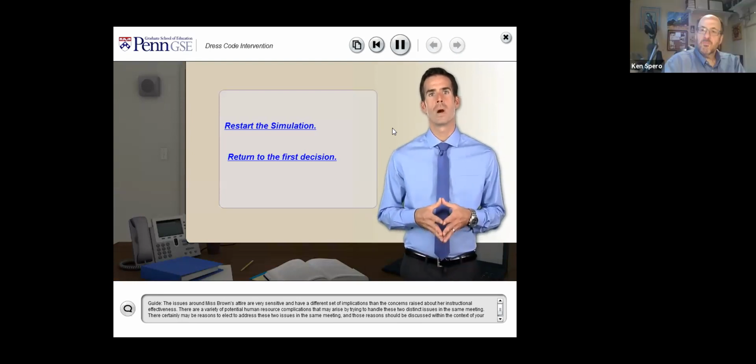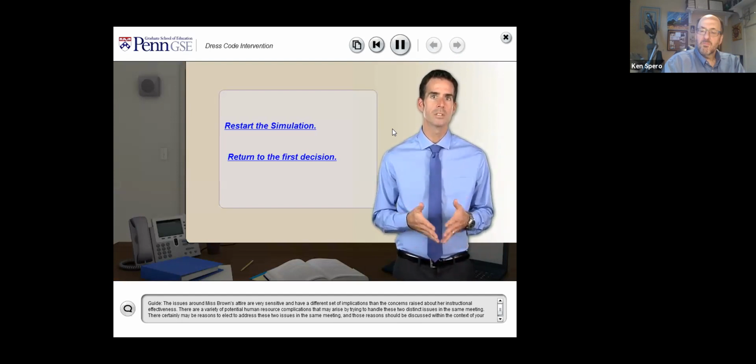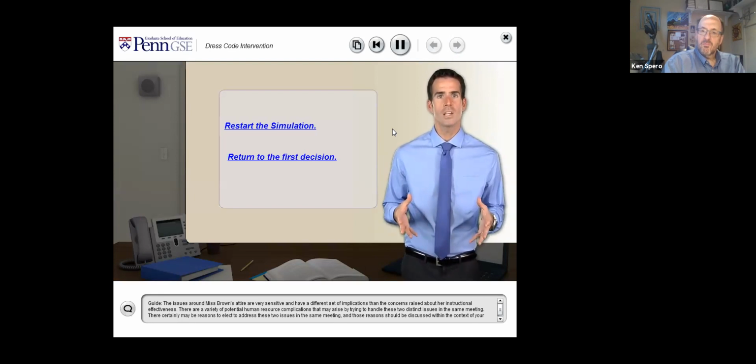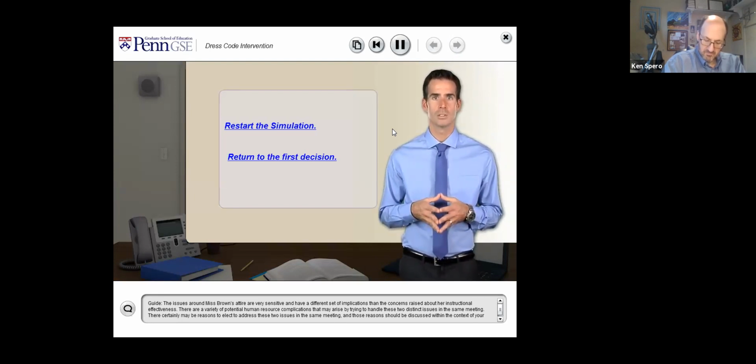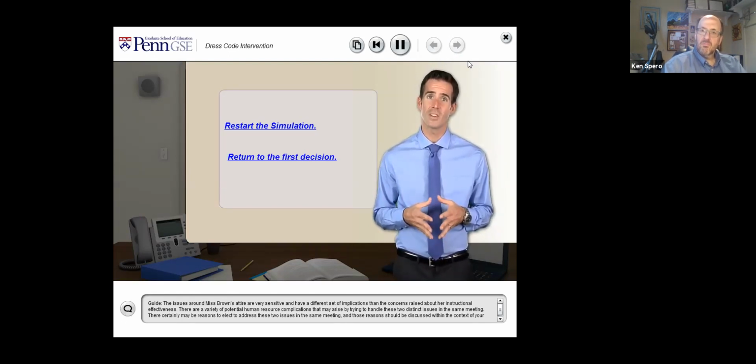The issues around Miss Brown's attire are very sensitive and have a different set of implications than the concerns raised about her instructional effectiveness. There are a variety of potential human resource complications that may arise by trying to handle these two distinct issues in the same meeting. There certainly may be reasons to elect to address these two issues in the same meeting, and those reasons should be discussed within the context of your district's specific policies and practices. You may start the simulation over, or you may return to the first decision point by making the appropriate selection.